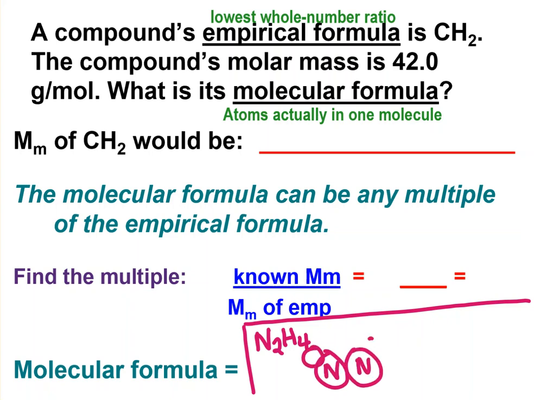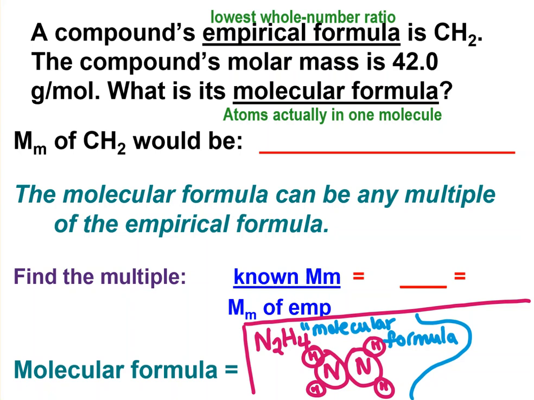Its molecules look like this, and it's kind of hard to get the H's in there, but they're there. Okay, and so N2H4 is the real formula for that, and that is a molecular formula. The molecular formula shows what is in one molecule. So we always think of that as the correct one. But we could do something called an empirical formula as well.